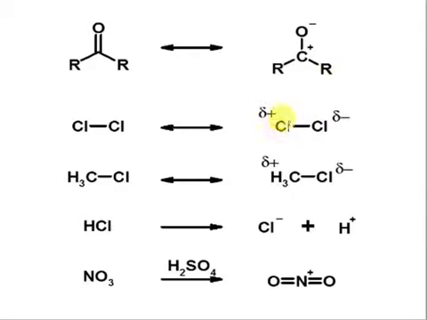So here this chlorine, which is partially positive at this instant, will act as an electrophile. Because of the partial positive charge, the chlorine is acting as an electrophile.